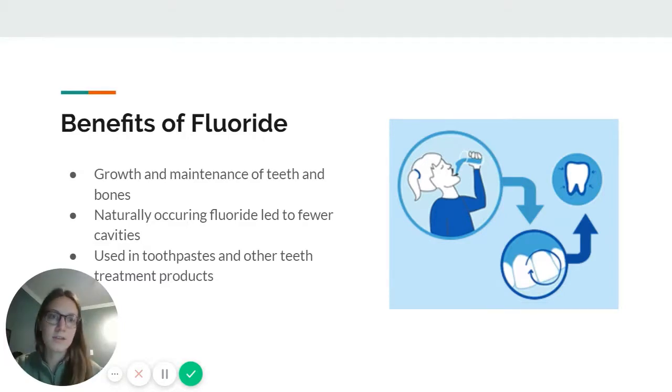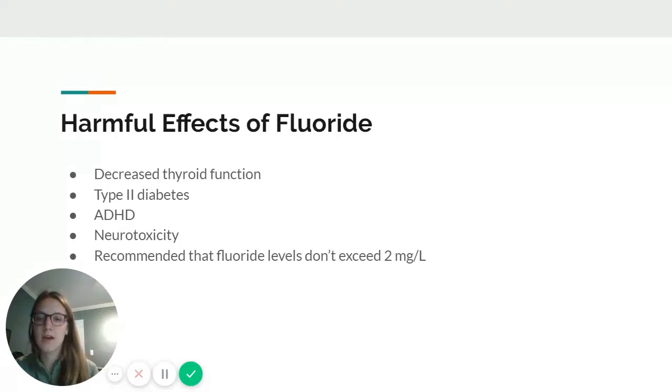Fluoride isn't only associated with benefits. The article also mentions some harmful effects of fluoride. Higher levels of fluoride have led to decreased thyroid function, type 2 diabetes, attention deficit hyperactivity disorder, and neurotoxicity. These harmful effects make it necessary to monitor the levels of fluoride. Eventually, the United States Environmental Protection Agency recommended to lower the mandated fluoride levels that are added into drinking water. So it's now recommended that fluoride levels don't exceed 2 milligrams per liter.